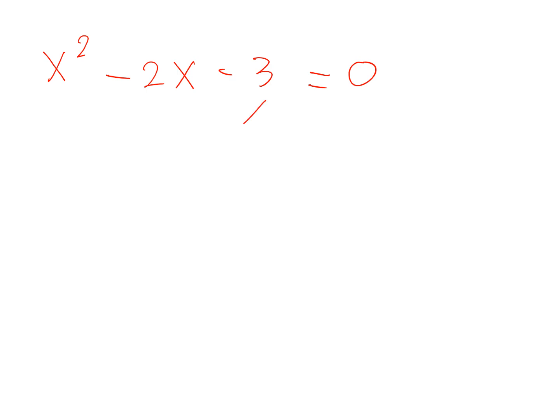To factor this one, we need the two numbers. So what are the two numbers? When you multiply them, the result is negative 3. And when you add, the result is negative 2. So what are the two numbers? The two numbers are negative 3 and positive 1.